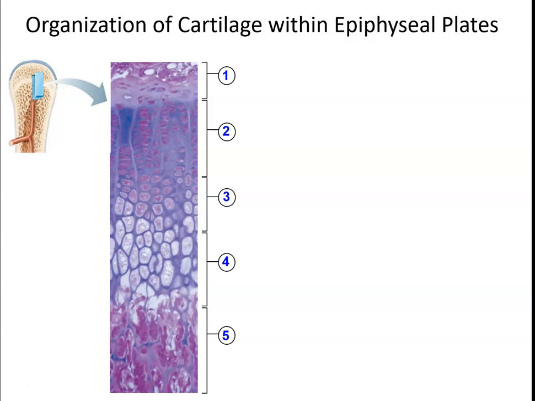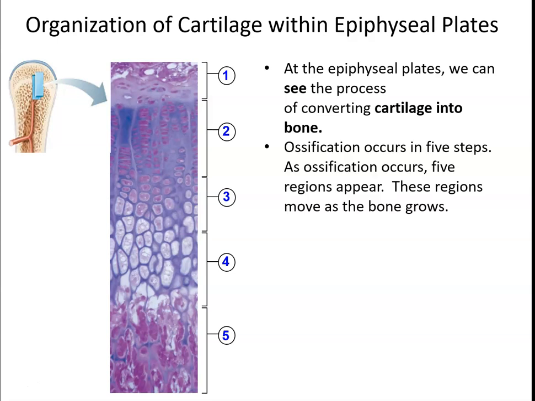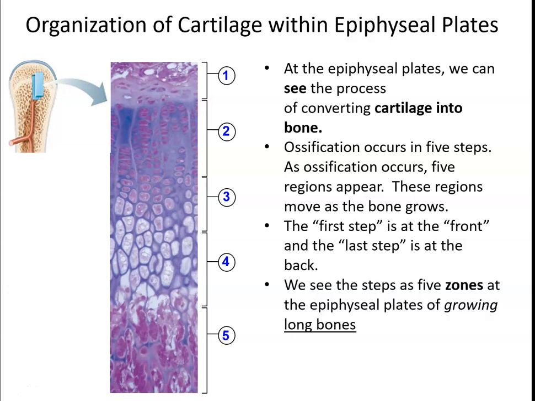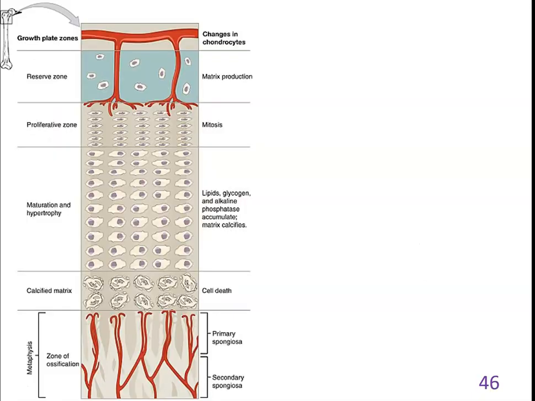And so, 5 steps. The first step, up here, would be cartilage, that is the first thing, it's the front. And down here would be actual bone that has been laid down. So this would be healthy hyaline cartilage, and this would be bone, and this would all be cells that are either changing the shape of the epiphyseal plate or becoming bone. And so zones. Here it's been drawn out for you, and it's much easier to understand when it's drawn like this.